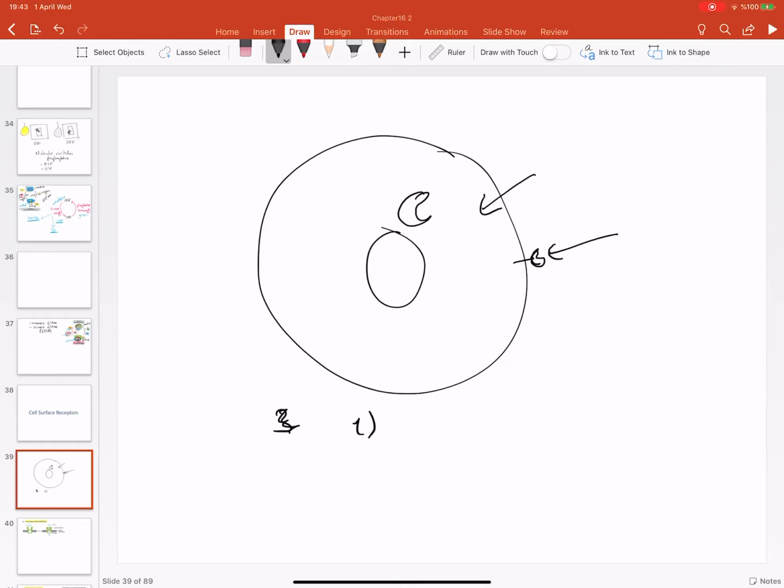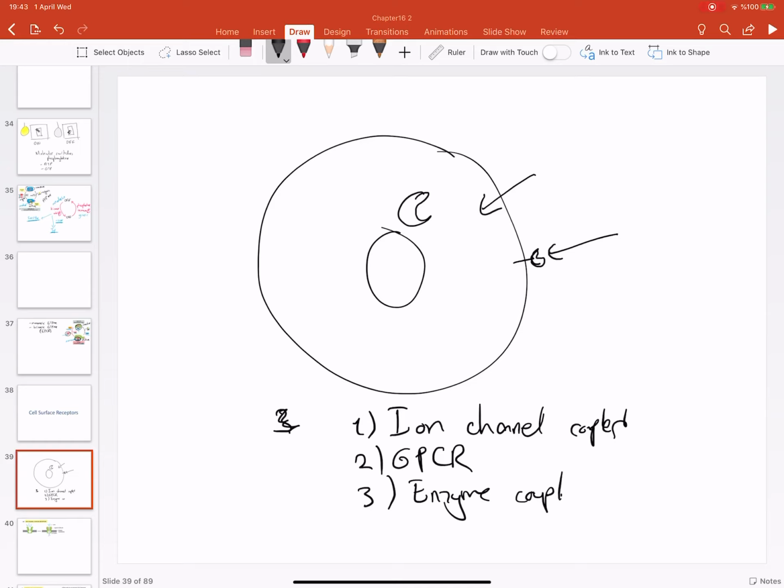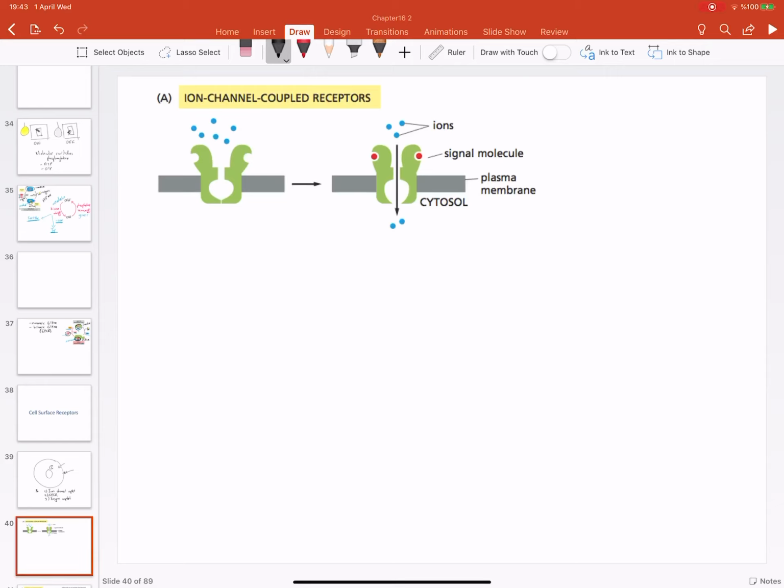One is the ion channel coupled receptor. And two, it is the G protein coupled receptor, which is also called GPCR. And three, they are the enzyme coupled receptors. And of course, each of these classes contains a large number of receptors. They can work for several different things, but at the end, each surface receptor belongs to one of these three classes. So let's say the first one, the ion channel coupled receptors.